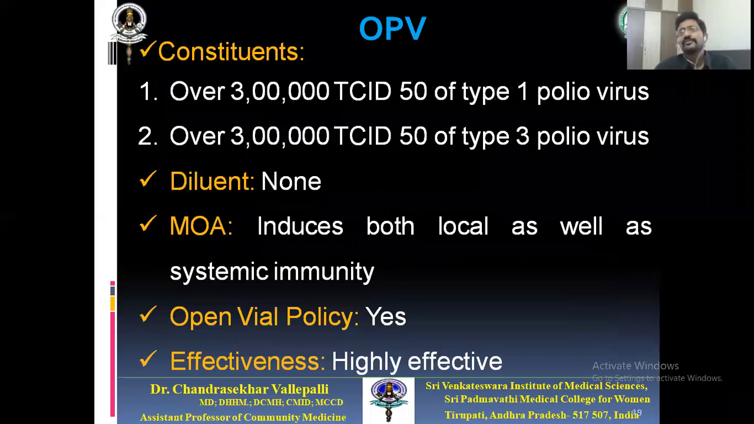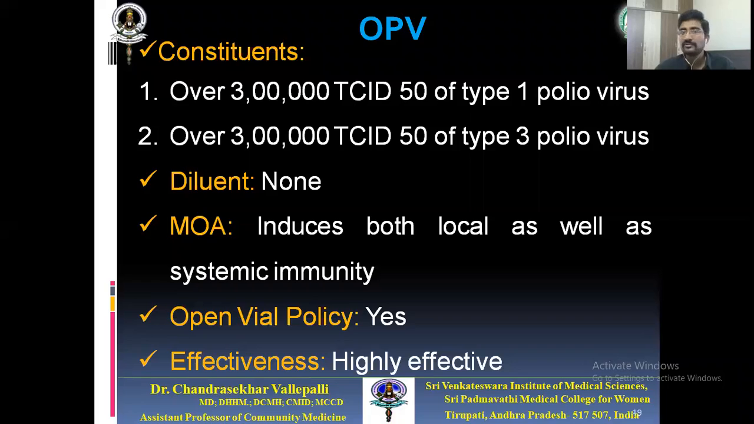So what are the different constituents? At present we are giving 2, as we discussed in the previous slide, that is type 1 and type 3. We are giving more than 3 lakh TCID50 of type 1 poliovirus, and more than 3 lakh TCID50 of type 3 poliovirus. TCID is nothing but tissue culture infective dose. That is the minimum dose; it should be more than that. Previously we were giving more than 1 lakh TCID50 of type 2. These both are 3 lakhs. This thing you have to remember, the different constituents.